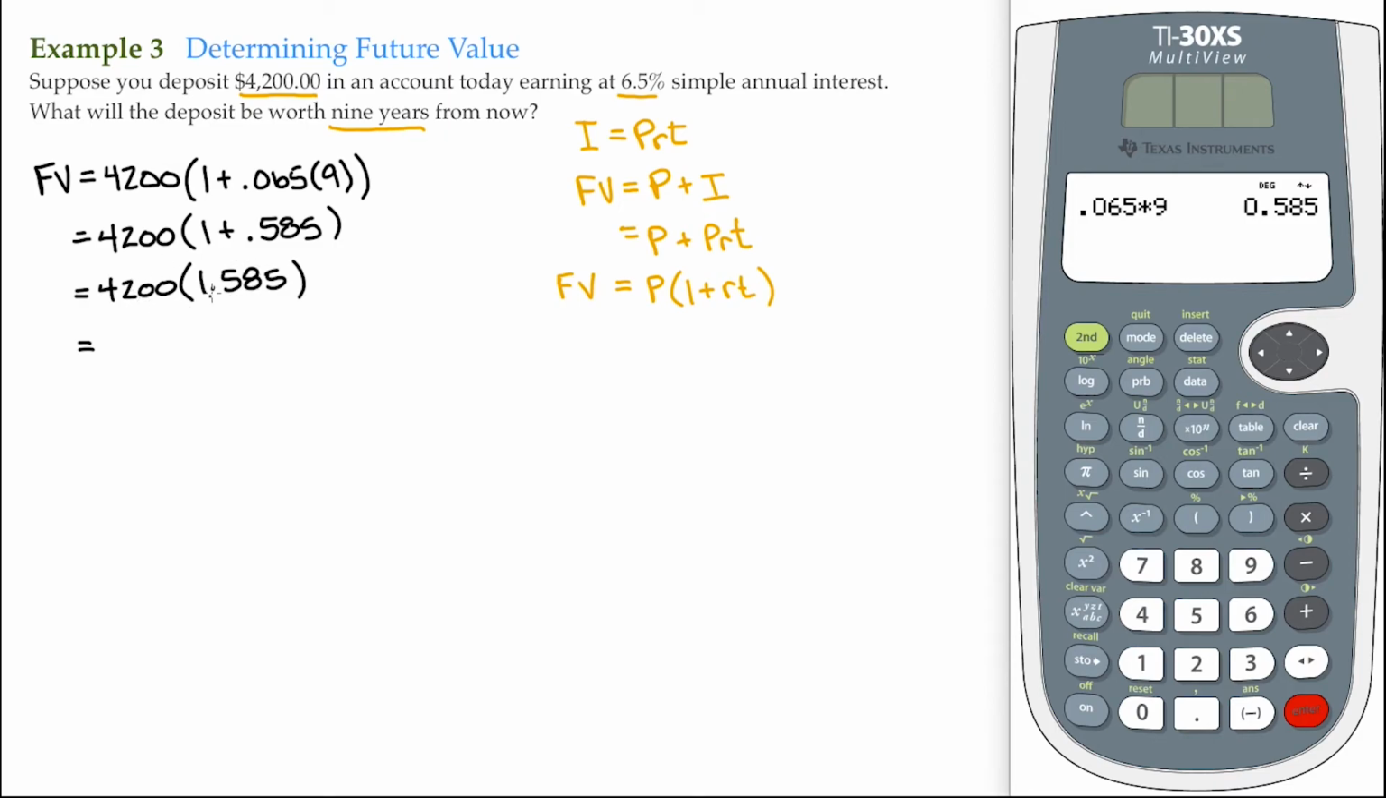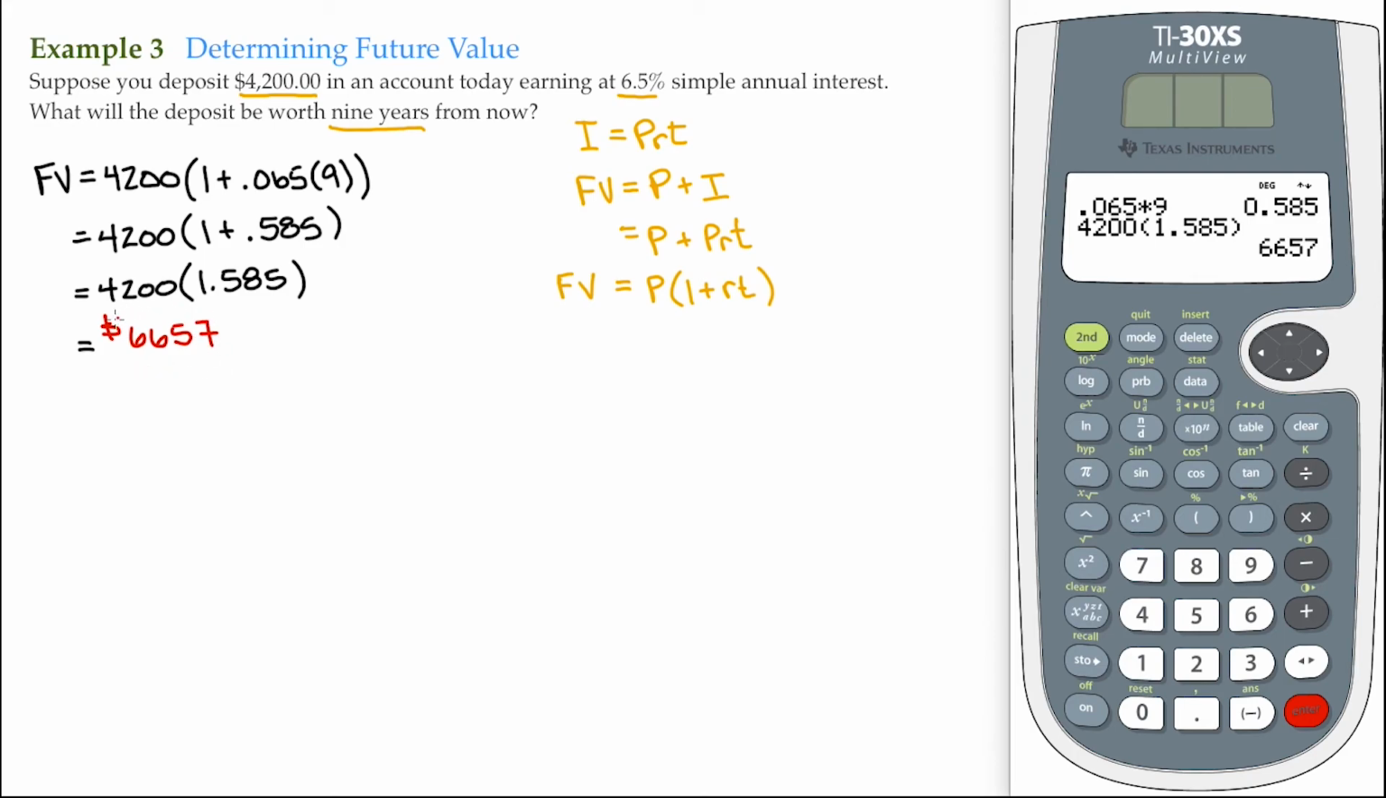I then go ahead and multiply this. $4,200 times 1.585. And that will give us $6,657.